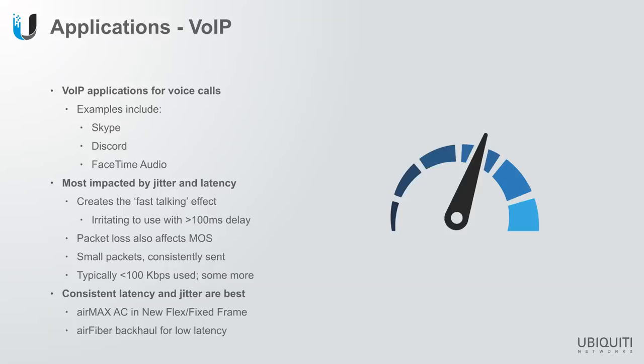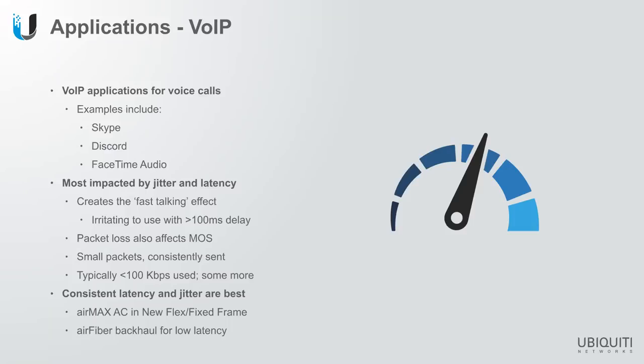Typically, your average VoIP call is going to use less than 100 kilobits per second. Some of these other applications are going to use more than that, but you're not going to typically be looking at several megabits per second or anything like that, because audio itself is typically quite low bit rate compared to video.